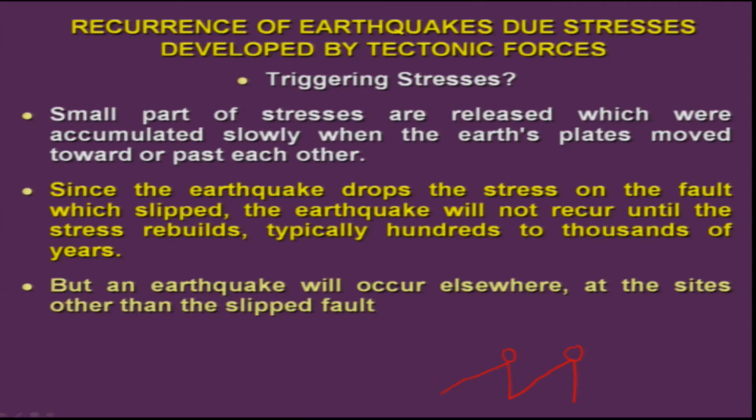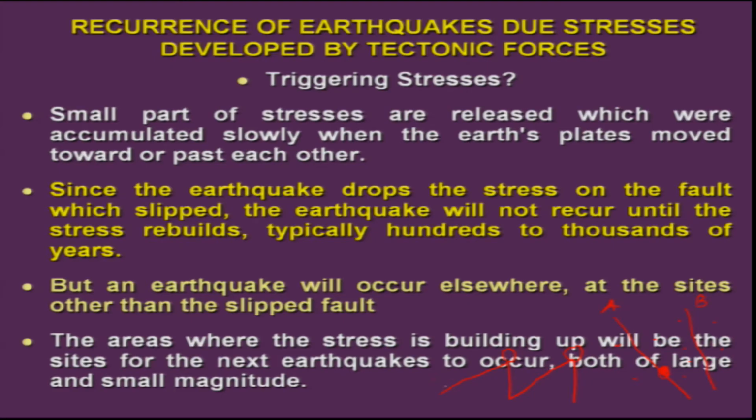Okay, now further, an earthquake can occur elsewhere, at a site other than the slipped fault. Okay, so along a particular fault, if there is an earthquake which has been triggered, another fault line may have the potential of triggering an earthquake in the near future, and that will take less time to have another event compared to this one. For example, say this is A fault and this is B fault. If the earthquake has been triggered here, this will take time to recur again, whereas B may have the potential of triggering an earthquake. So if we have a GPS station close by, we can understand what strain is getting accumulated in this particular region. So now finally, the area where the stress is building up will be the site for the next earthquake to occur, both of large as well as small magnitudes. So this is what we can talk about.